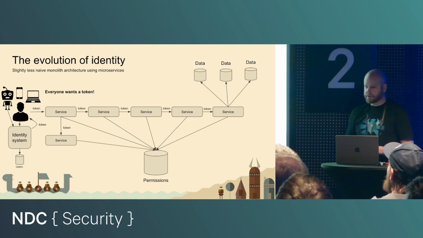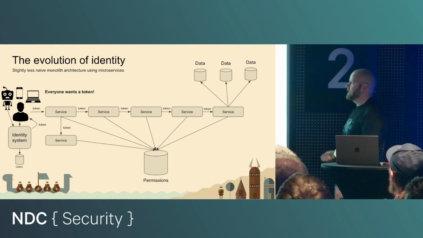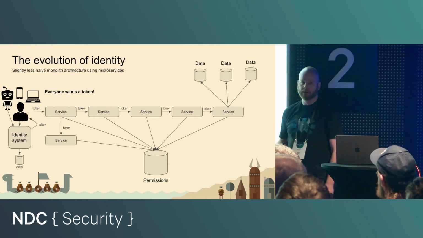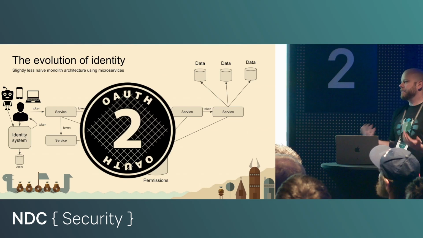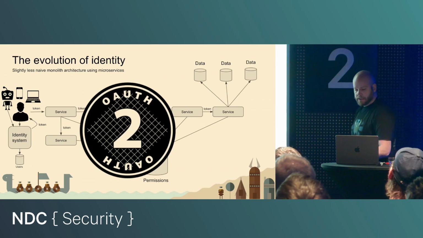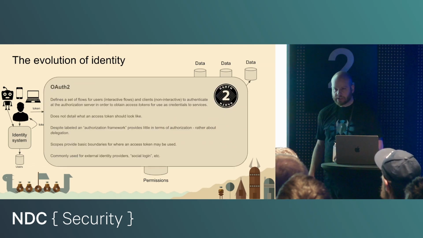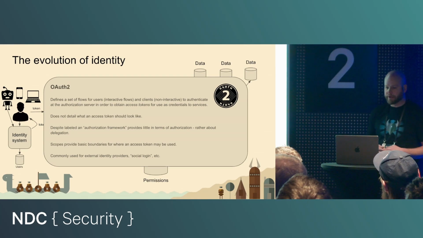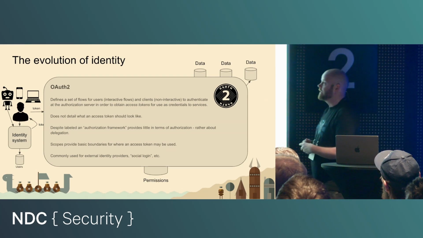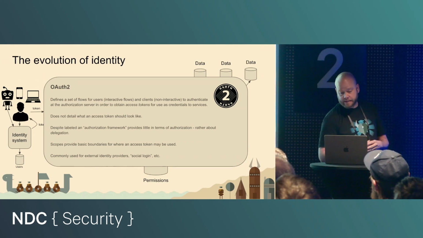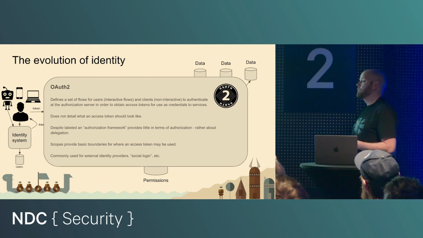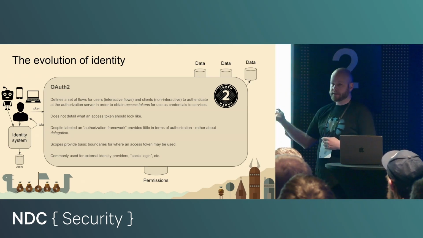And of course, everyone now wants a token, because that's really the keys to your system. So how do we obtain one? That's basically what OAuth does. OAuth is a protocol which defines a set of flows. So whether you're a robot, a human, a mobile device, or an IoT device, there's a flow for you to obtain credentials so that you can access these systems.